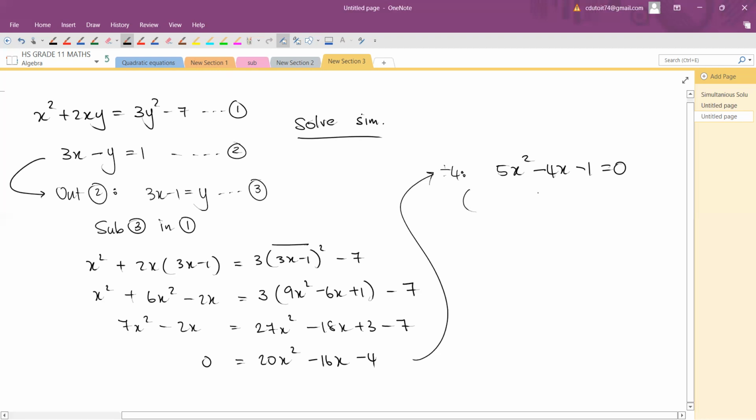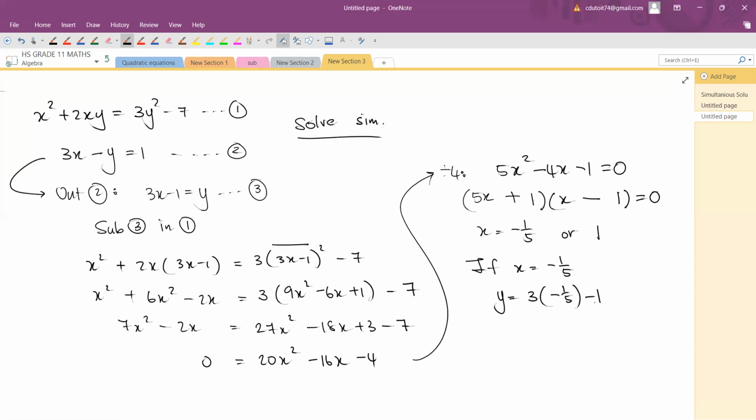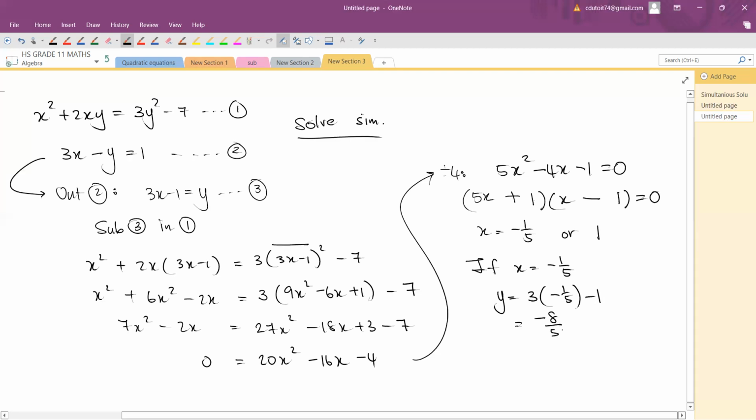Okay, we factorize this. 5x, x, 1, 1, minus, plus. X is negative 1 over 5, or 1. And then you just substitute it back. Then what? Y equals 3 times, you can just type this in your calculator, minus 1. What's that? I think it's minus 8 over 5. Yeah, minus 8 over 5.